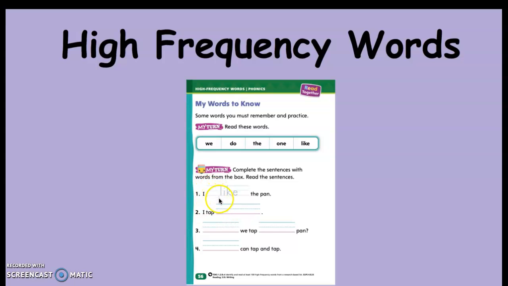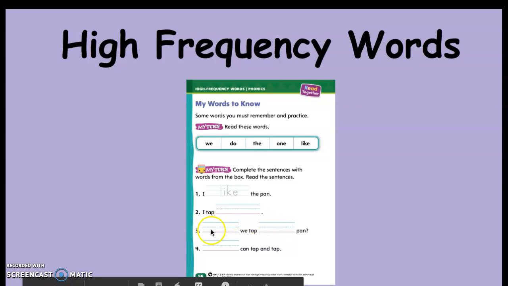Very good. So we can say we already used that word. Okay. So let's see. I tap blank. I tap we. Does that make sense? I tap do. I tap the. I tap one. Which one of these makes the best sense? To me, I would think it would be I tap one, right? I can tap one. To represent one, we can do one tap. So I would write the word one here.